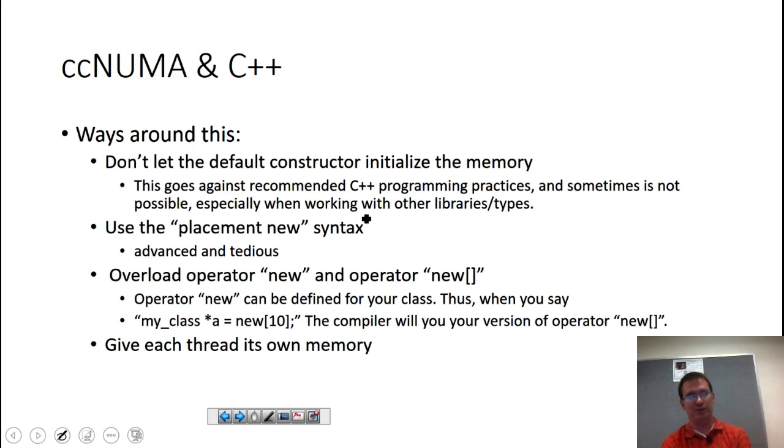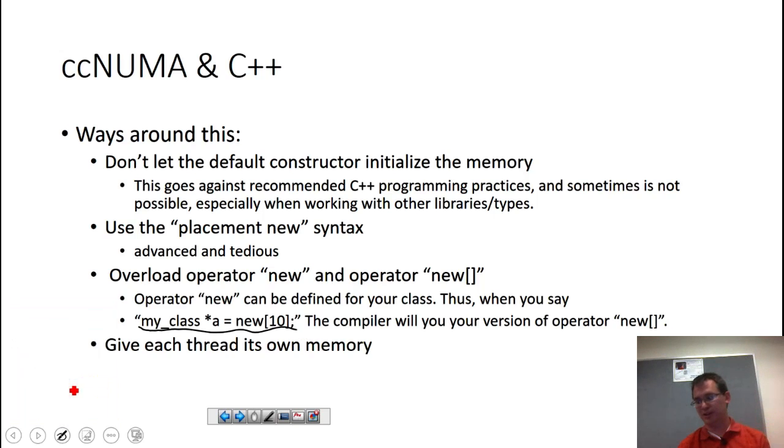Another thing they talk about in the book is using the placement new syntax. This is something I actually didn't know about till a year ago or so. It's advanced, it's tedious, it's not really what we want to do. But it would work. All right, and so the middle ground here is to overload operator new. You can define a new operator for your class, and when you say this, the compiler will then use your version that you have defined.